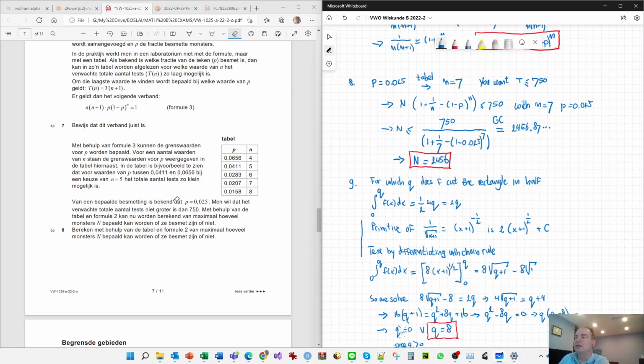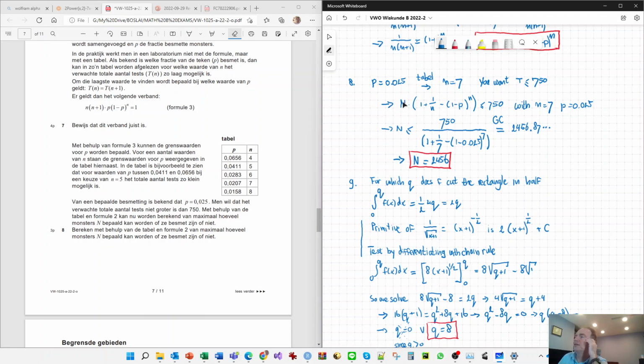But the fraction of samples that are contaminated is 0.025. And then we first determine n from this table. So you have to get it from here. The 0.025 is between this and this, so we take n equals 7 and demand that the capital T is less than or equal to 750.